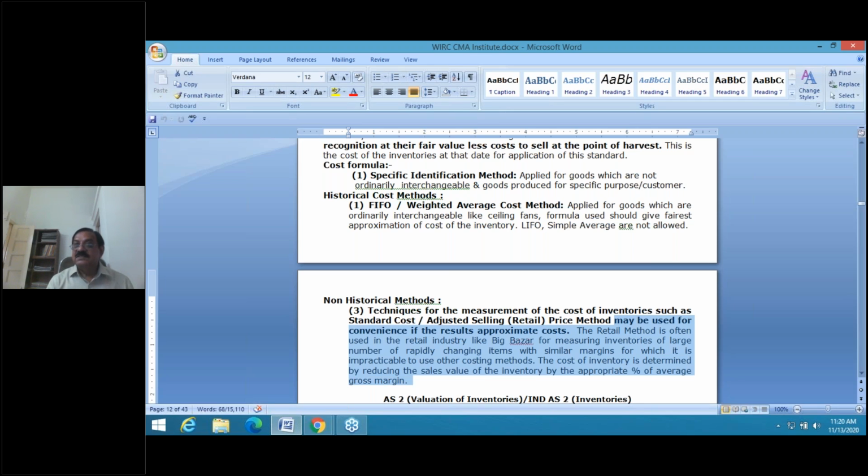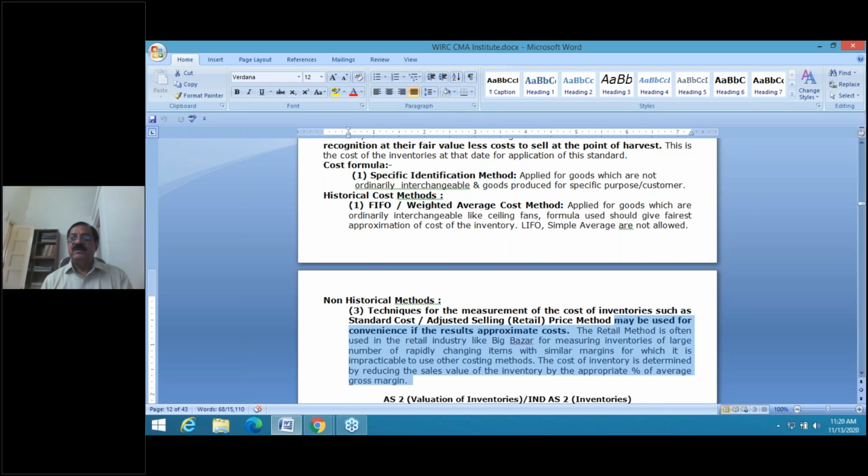Friends, as a chartered accountant, I have seen many industries also value the finished goods this way. It is for small industries, they cannot decide the cost, they cannot prepare a cost sheet, because they don't have a cost accountant, so they don't prepare the cost sheet, and accordingly they find the cost. How do they value their finished goods inventory?